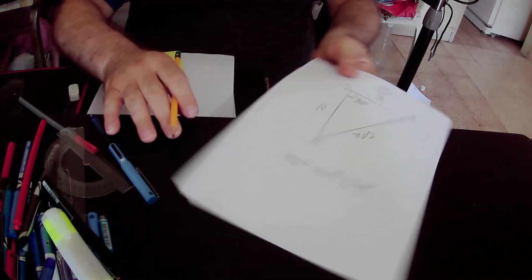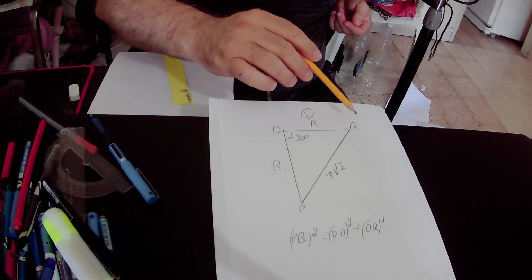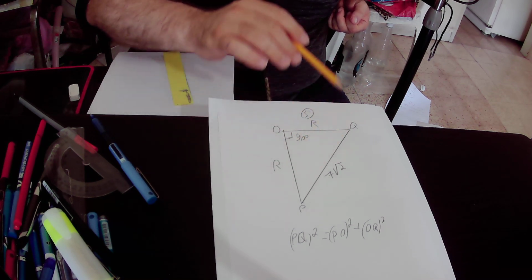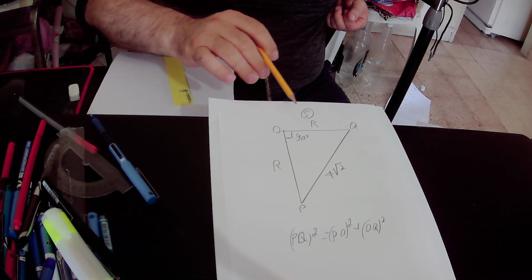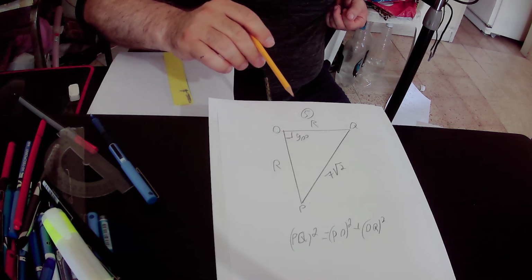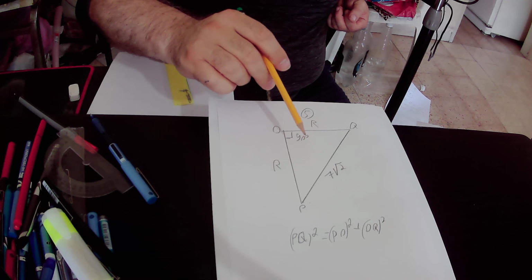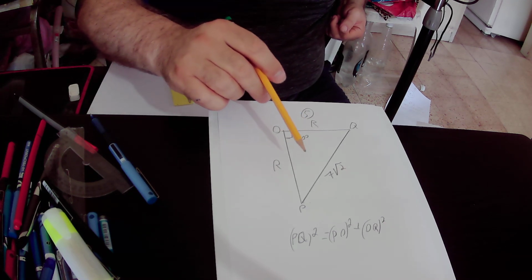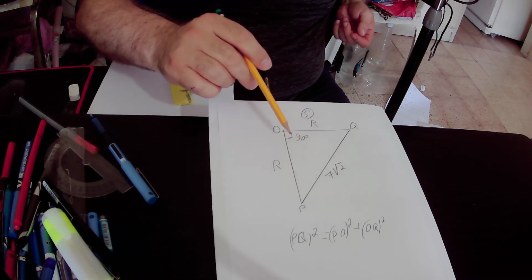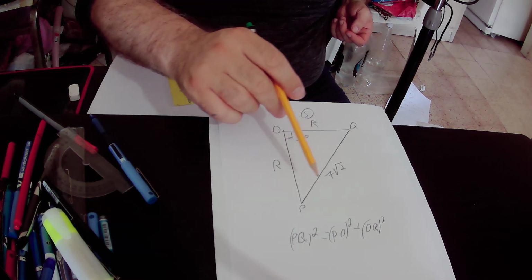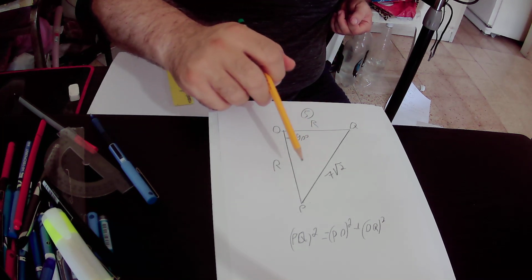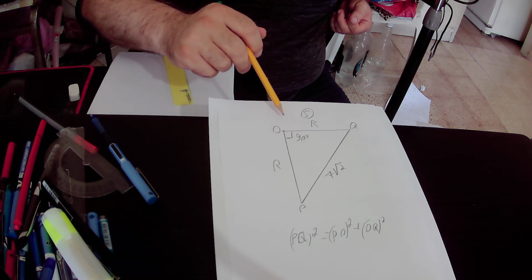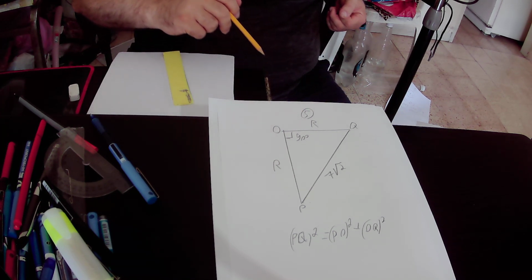Again, the square of the hypotenuse, that is to say PQ square, equals the sum of the squares of the perpendiculars. We have two perpendiculars, OQ and OP, so it is PO square plus OQ square. So PQ square equals PO square plus OQ square.